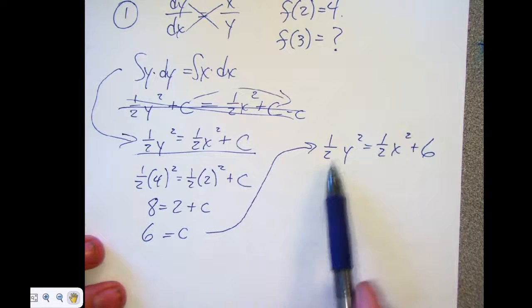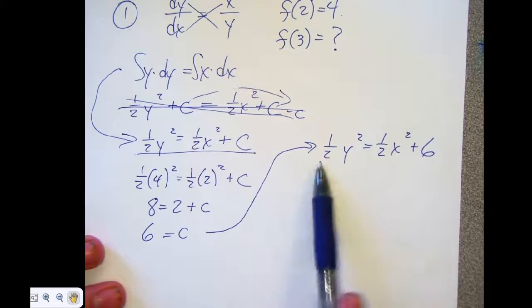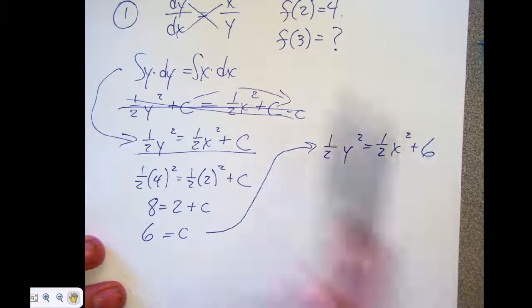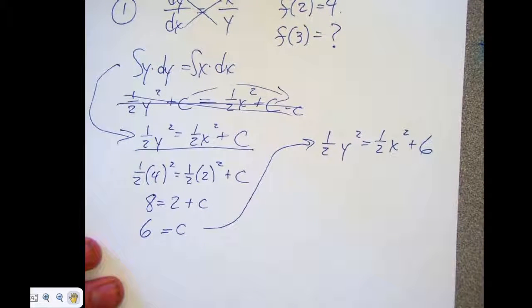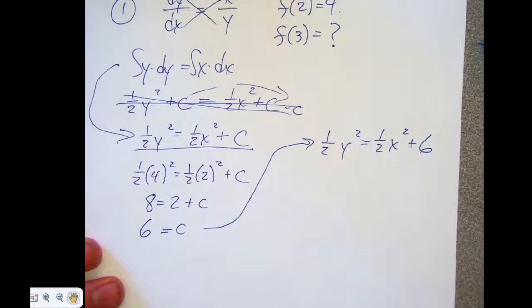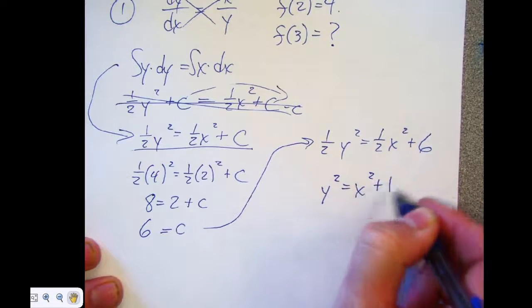Usually what they'll ask is, okay, now solve this for y. Find the particular solution is how they'll phrase it. So solve this for y. Then we're going to plug in. So if I wanted y by itself here, what's the first thing you would do? Get rid of the halves. I would double everything, I think. Right? So y squared equals x squared plus 12.